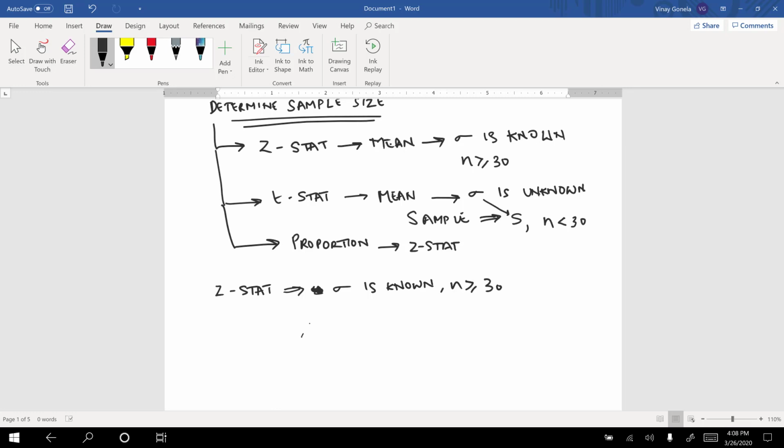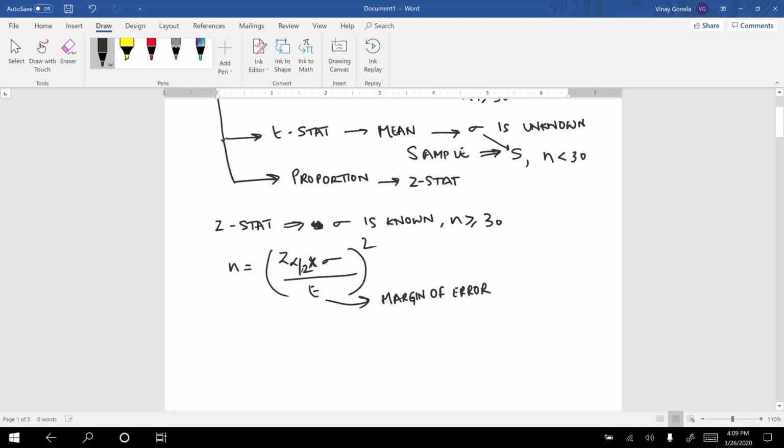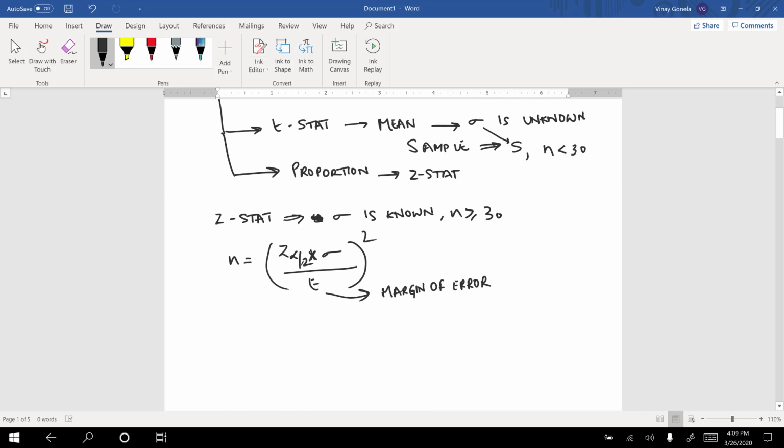So the formula for the sample size is z alpha over 2 multiplied by sigma. So this is multiplication, over error, whole square. So this is margin of error. So that's the formula. So that is for z-stat.